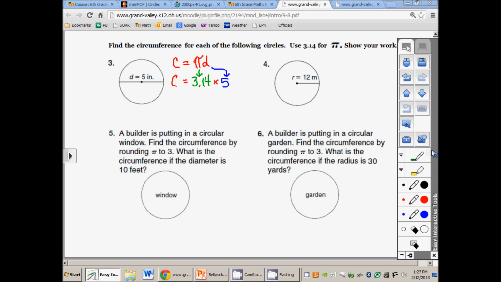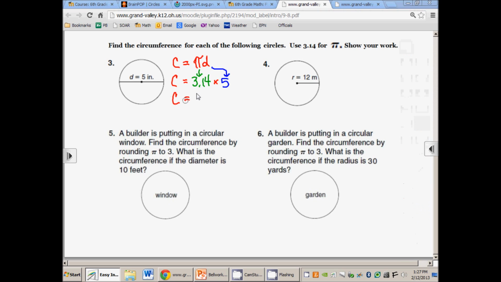And what is 3.14 times 5? You got it already, Faith? 15 and 7 tenths. Excellent. I like the way she said that. 15 and 7/10. We do need a label, though. This is a distance. Joe? Inches. Inches. And since I have shown my work, I want to make sure I circle my answer. 15 and 7/10 of an inch. Okay.